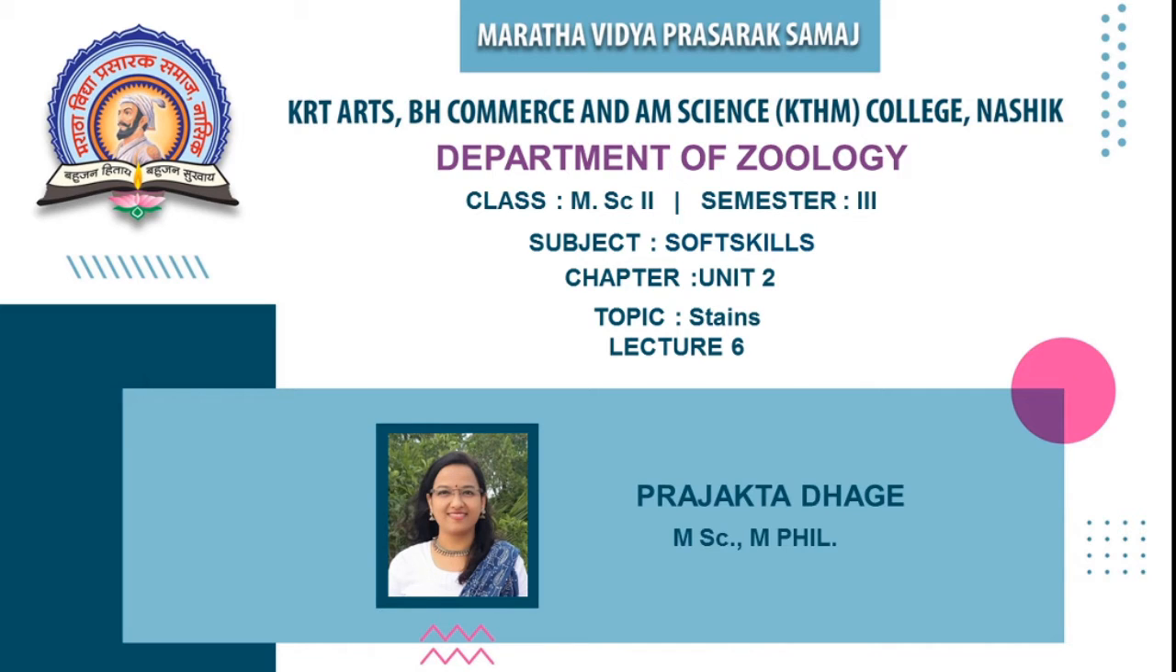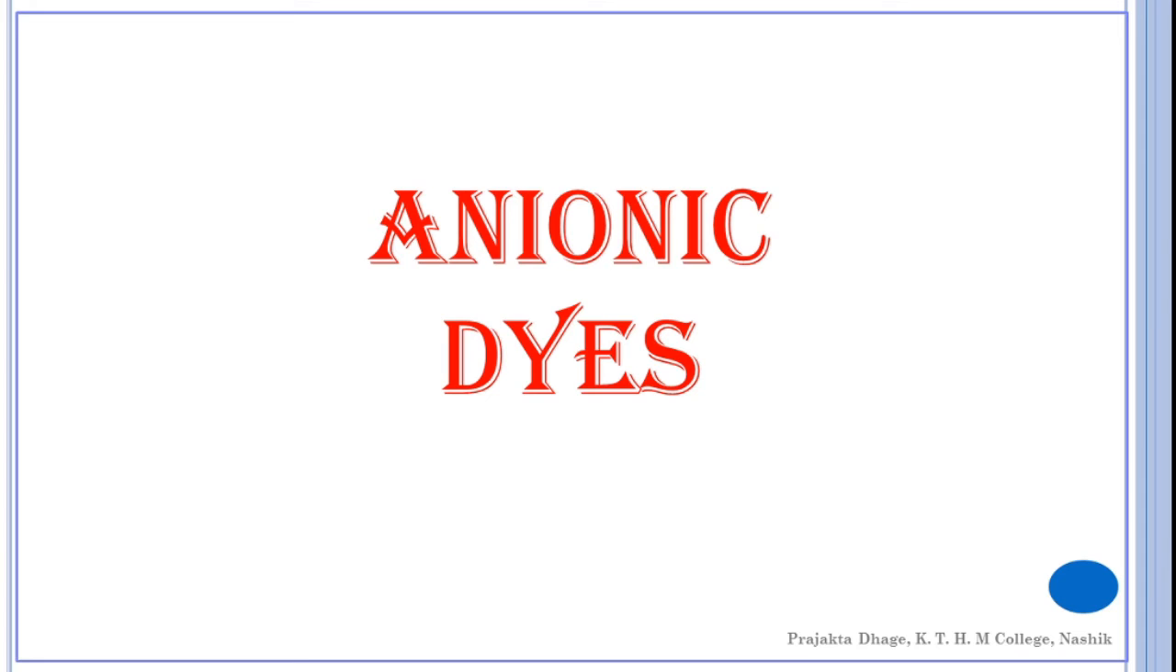Subject is Soft Skills and chapter is Unit 2. We are dealing with stains and this is the 6th lecture of this particular series. Now today we'll be dealing with anionic dyes. Anionic dyes are applied from acidic solution.